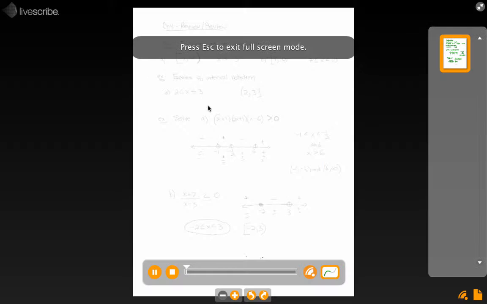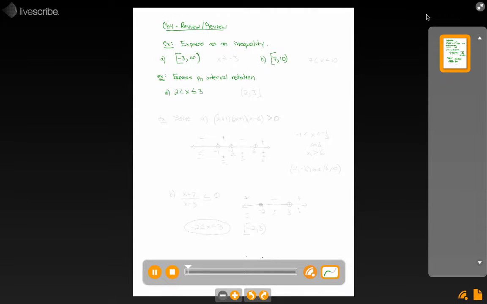These examples come out of the review preview section for Chapter 4. So the first thing we're asked here is to express as an inequality something that's given in interval notation. This is something hopefully you've run into before in Math 30 or even in just the welcome assignment to Math 31. But this notation here just means that the negative 3 is included and x needs to be anything larger than negative 3. So x is greater than or equal to negative 3.